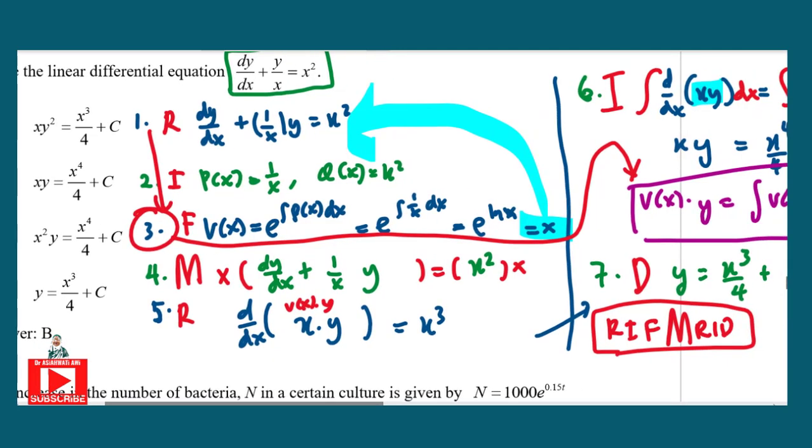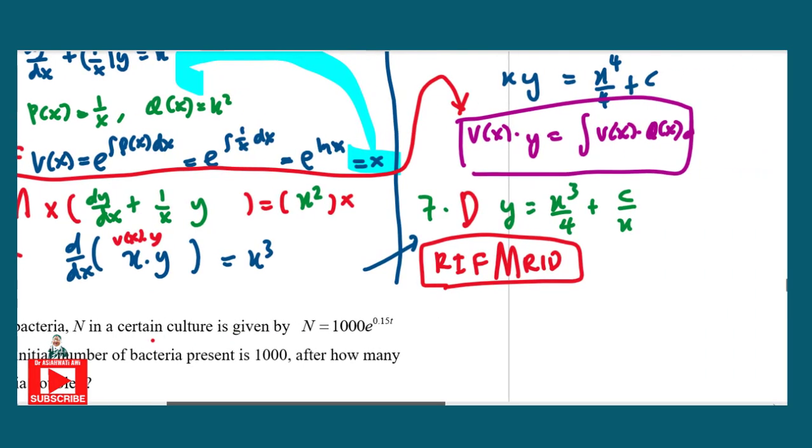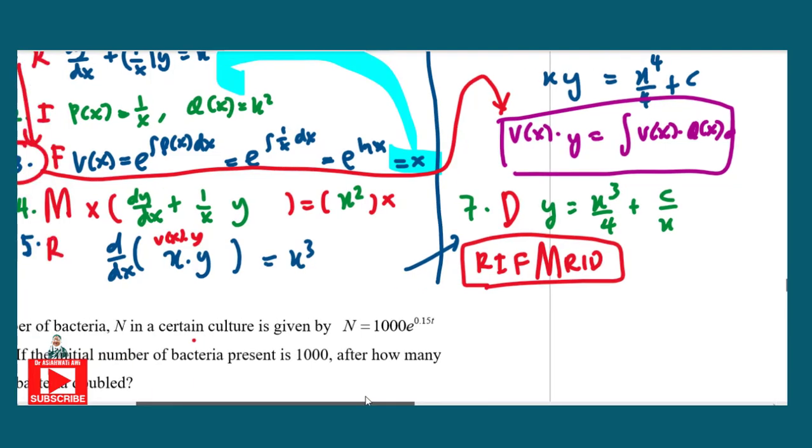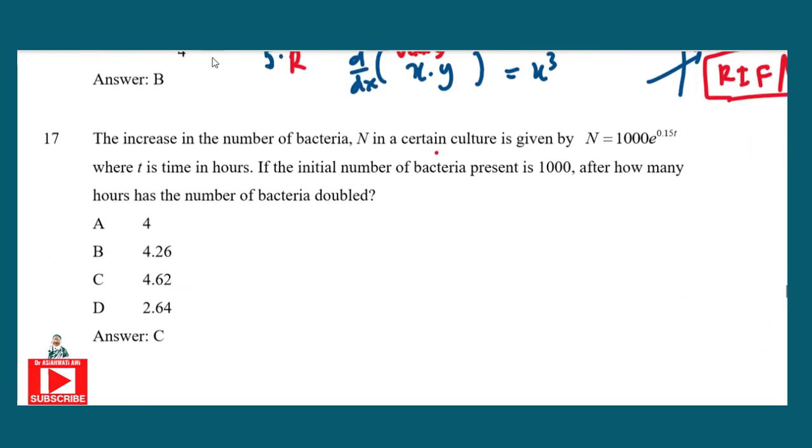The option is until step 6. Is it xy? No, this is xy equals x to the power 4 over 4 plus c. The answer is B.